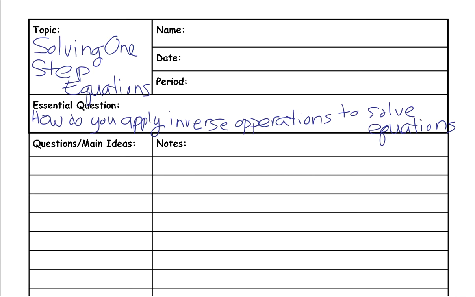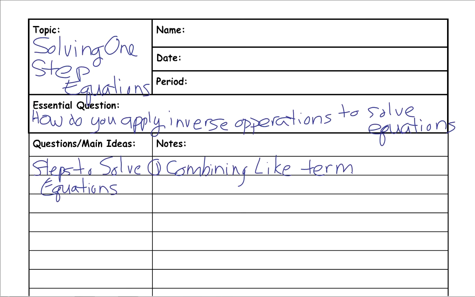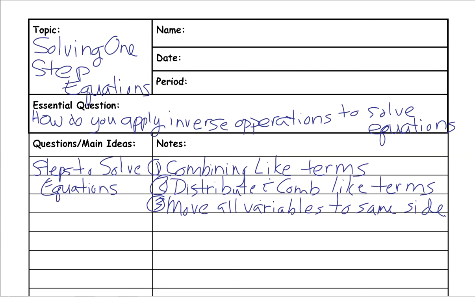I will list 5 here. Number 1 is combining like terms. Number 2 is distribute, and then you need to combine like terms again if you so need to anyway. Number 3 is move all the variables to the same side. 4 will be to add or subtract the constant. 5 will be to multiply or divide by the coefficient.